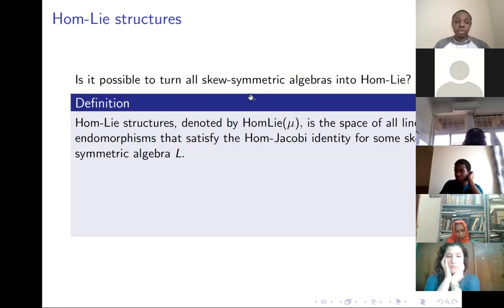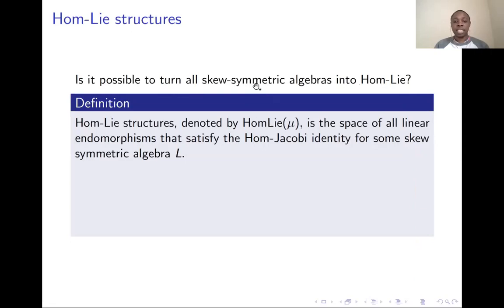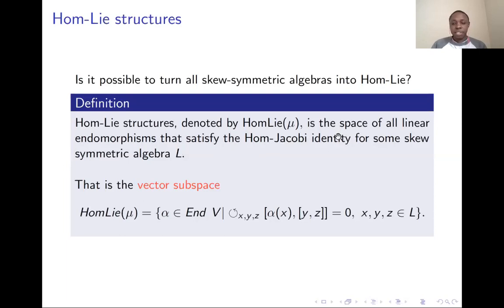This can only happen if you can find an appropriate linear map, alpha, that satisfies the Hom-Jacobi identity. And this leads us to the definition of what we refer to as Hom-Lie structures, which we'll denote by HomLie(mu). This is just the space of all linear endomorphisms that satisfy the Hom-Jacobi identity for some skew-symmetric algebra, say L. And these linear maps, because they are linear endomorphisms, form a vector subspace. So we can track the dimension of the vector subspace, or whether it exists for some non-trivial linear map. Because if you have a linear map which is zero everywhere, then you're guaranteed to always satisfy the Hom-Jacobi identity. But we may want a non-trivial one as we try to construct these Hom-Lie algebras.